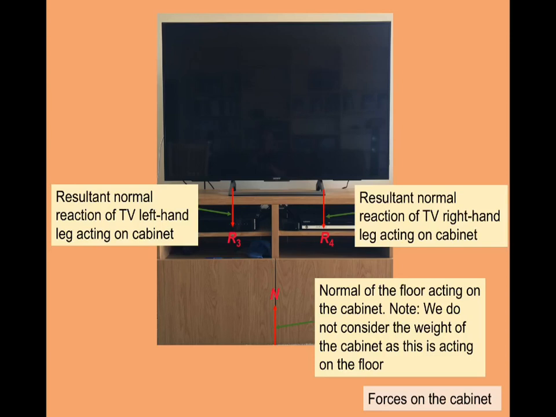And then there will be the normal of the floor acting on the cabinet, but we do not consider the weight of the cabinet because that's actually acting on the floor. Okay, so those are the forces if you place the TV on this cabinet like that.